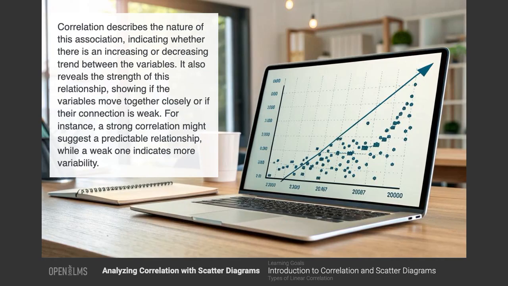Correlation describes the nature of this association, indicating whether there is an increasing or decreasing trend between the variables. It also reveals the strength of this relationship, showing if the variables move together closely or if their connection is weak. For instance, a strong correlation might suggest a predictable relationship, while a weak one indicates more variability.